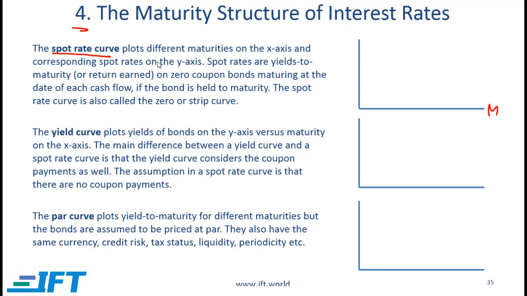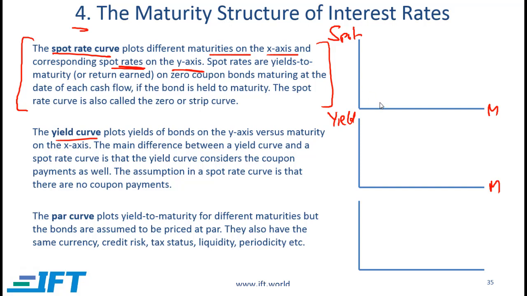With the spot rate curve, you have spot rates on the y-axis and maturities on the x-axis. With the yield curve, you will again have maturity on the x-axis and yield on the y-axis. Now let's get into a little more detail. We've talked about spot rates before, but this statement over here elaborates the concept. The spot rate curve plots different maturities on the x-axis and corresponding spot rates on the y-axis.